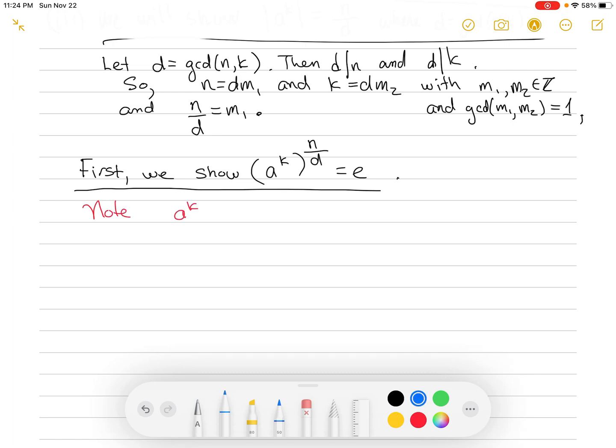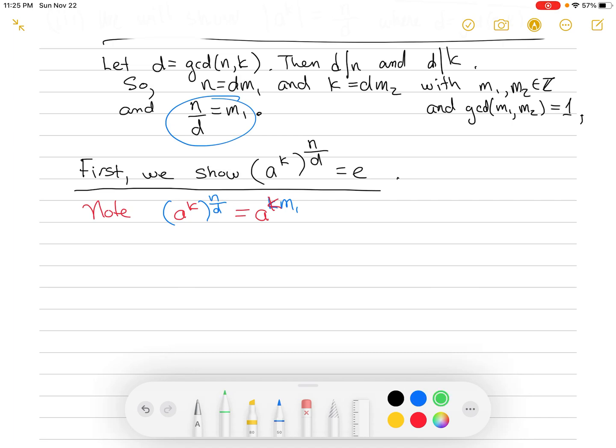So note a to the k, when you raise it to n over d, what happens? Well, let's see. We got a to the, what's another name for n over d? n over d right here is m1. So I'm going to write this as k times m1, because I'm using a property of exponents where you multiply those exponents. It's a property we proved earlier.